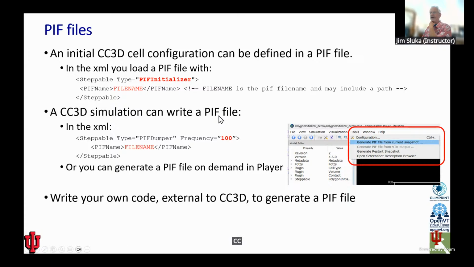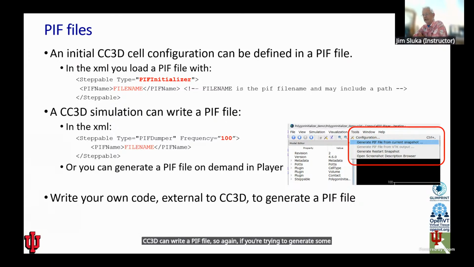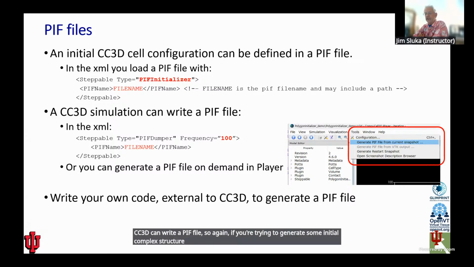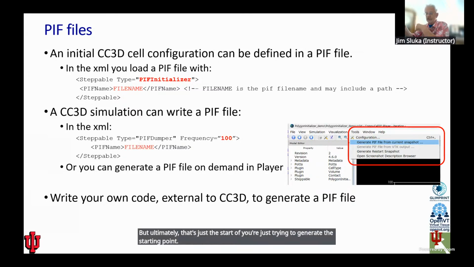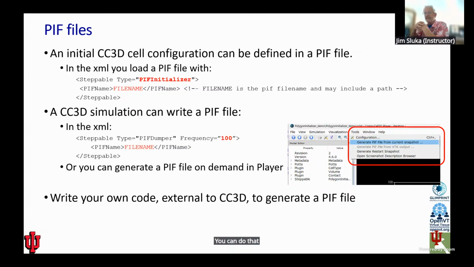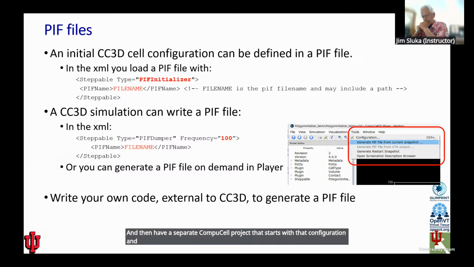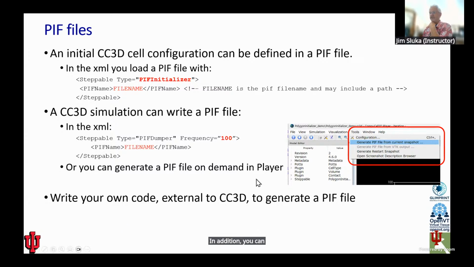CC3D can write a PIF file. So again, if you're trying to generate some initial complex structure, it takes some computing to do, but ultimately that's just the starting point. You can do that as one run and save that starting configuration, and then have a separate CompuCell project that starts with that configuration and moves on from there. In addition, you can write your own code to generate a PIF file.